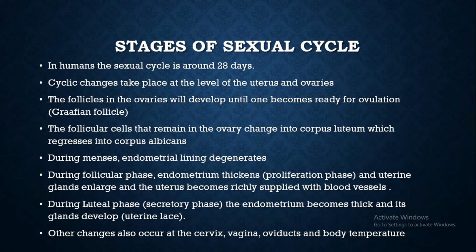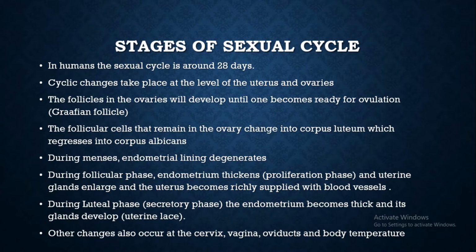Ovulation or bleeding, the endometrial lining degenerates. And this is what actually causes the bleeding, because when the endometrial lining is shed off, this is going to expose the blood vessels beneath. And because those blood vessels are exposed, the bleeding is going to take place.